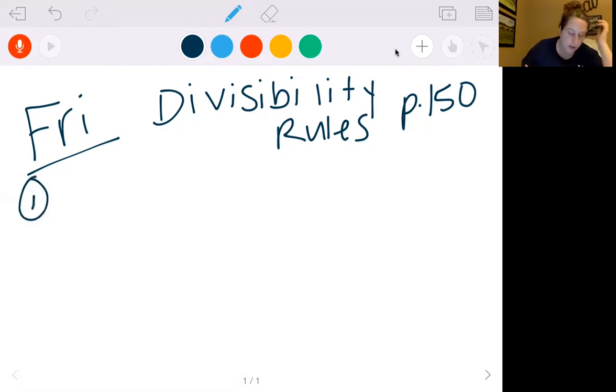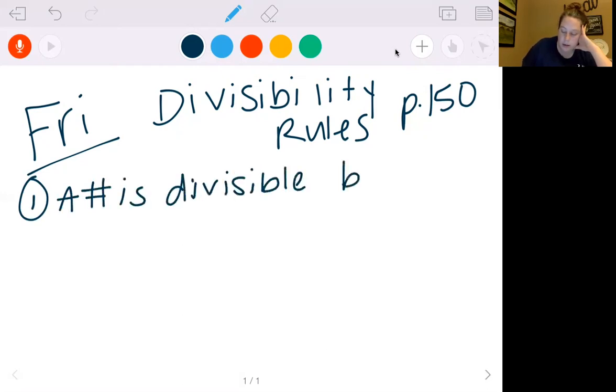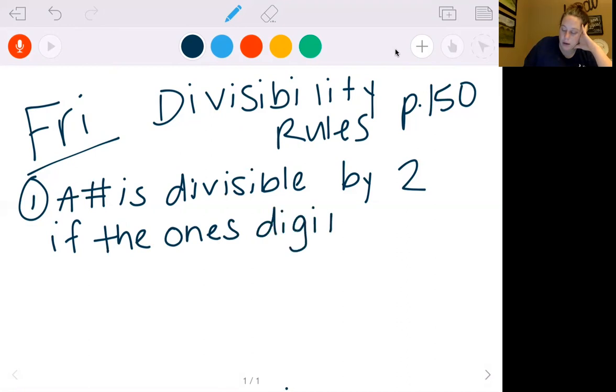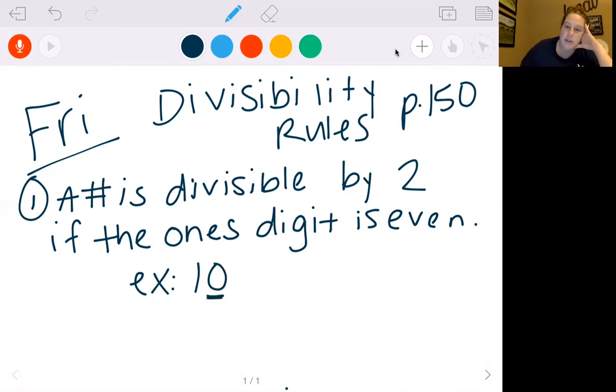So the first rule is a number is divisible by 2. And I'm going to give you a different wording on this because it's easier to understand. A number is divisible by 2 if the ones digit is even. So for example, if I gave you the number 10, the ones digit right here, 0, is even, so that number is divisible by 2. 10 divided by 2 is 5.